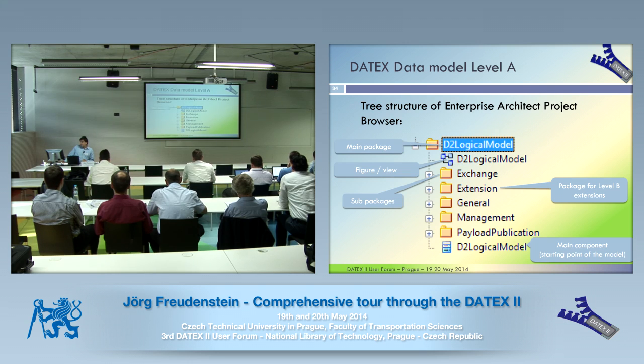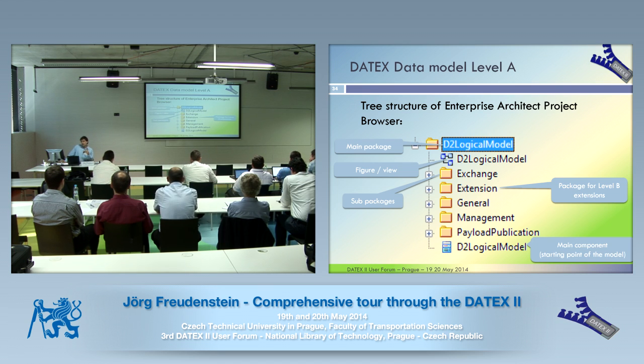And in the Enterprise Architect, it looks like this. You have got the main package here, and you have got, of course, sub-packages here with this yellow sign. You have got one special package for level B extensions, which is called extension. And these symbols mark figures and views.